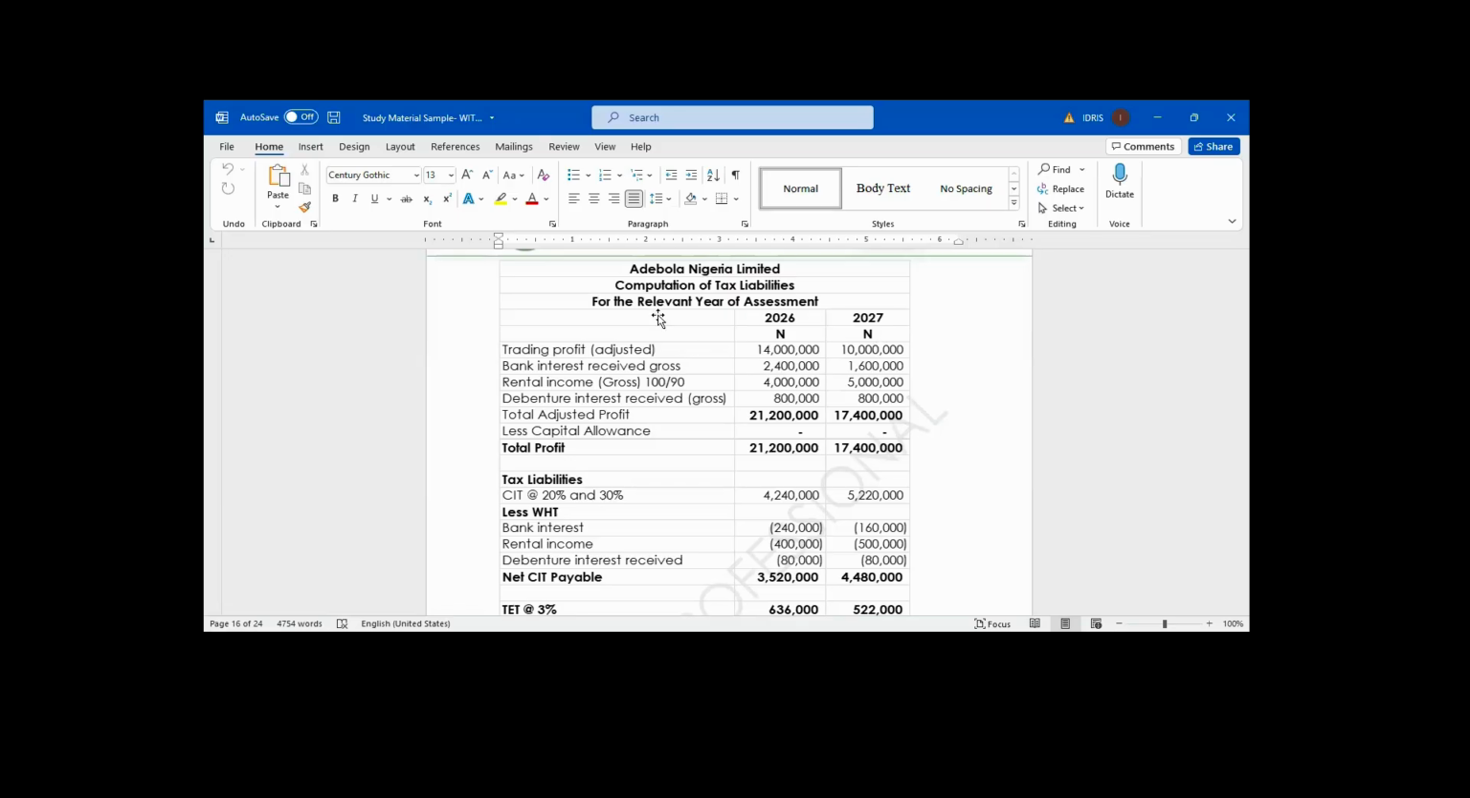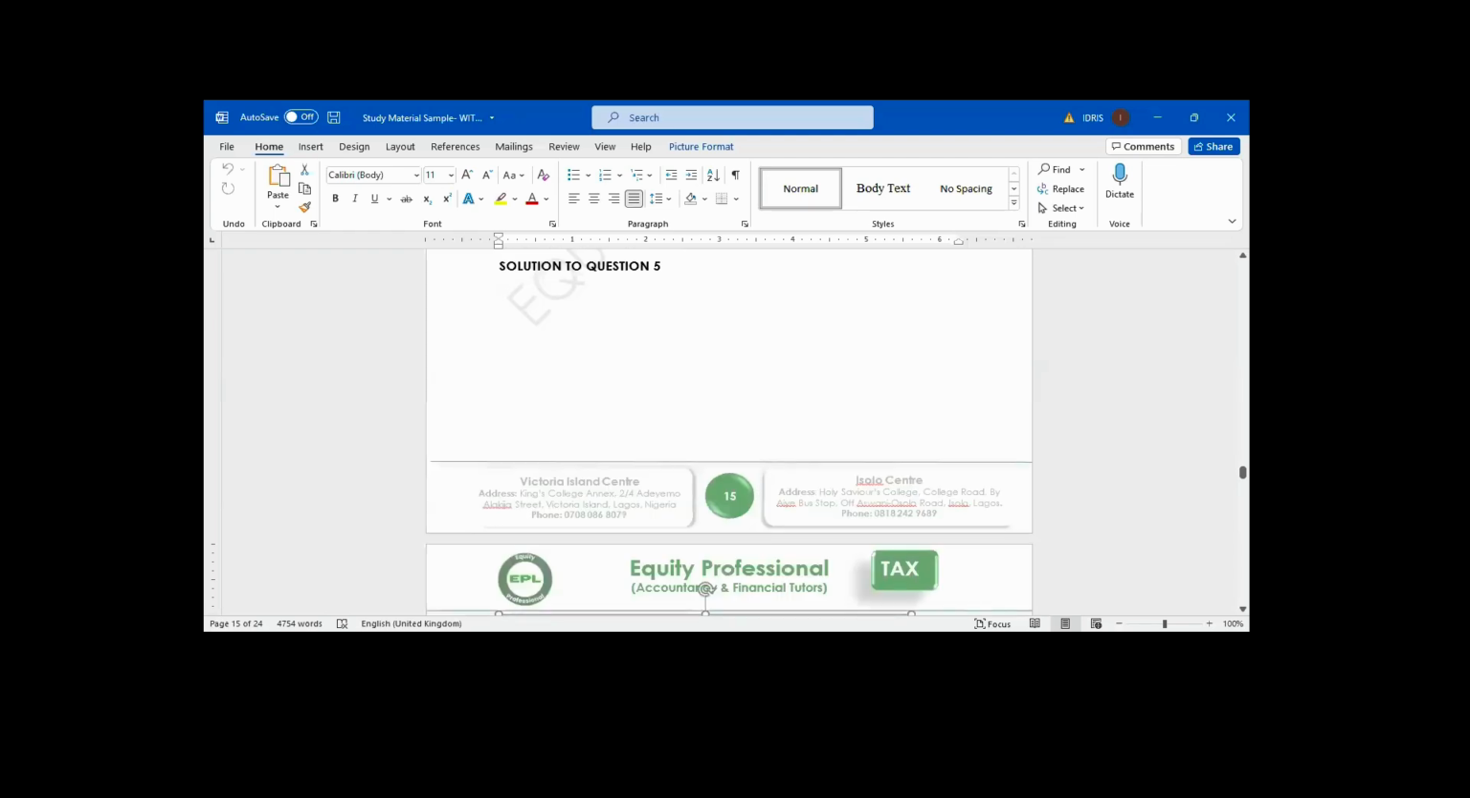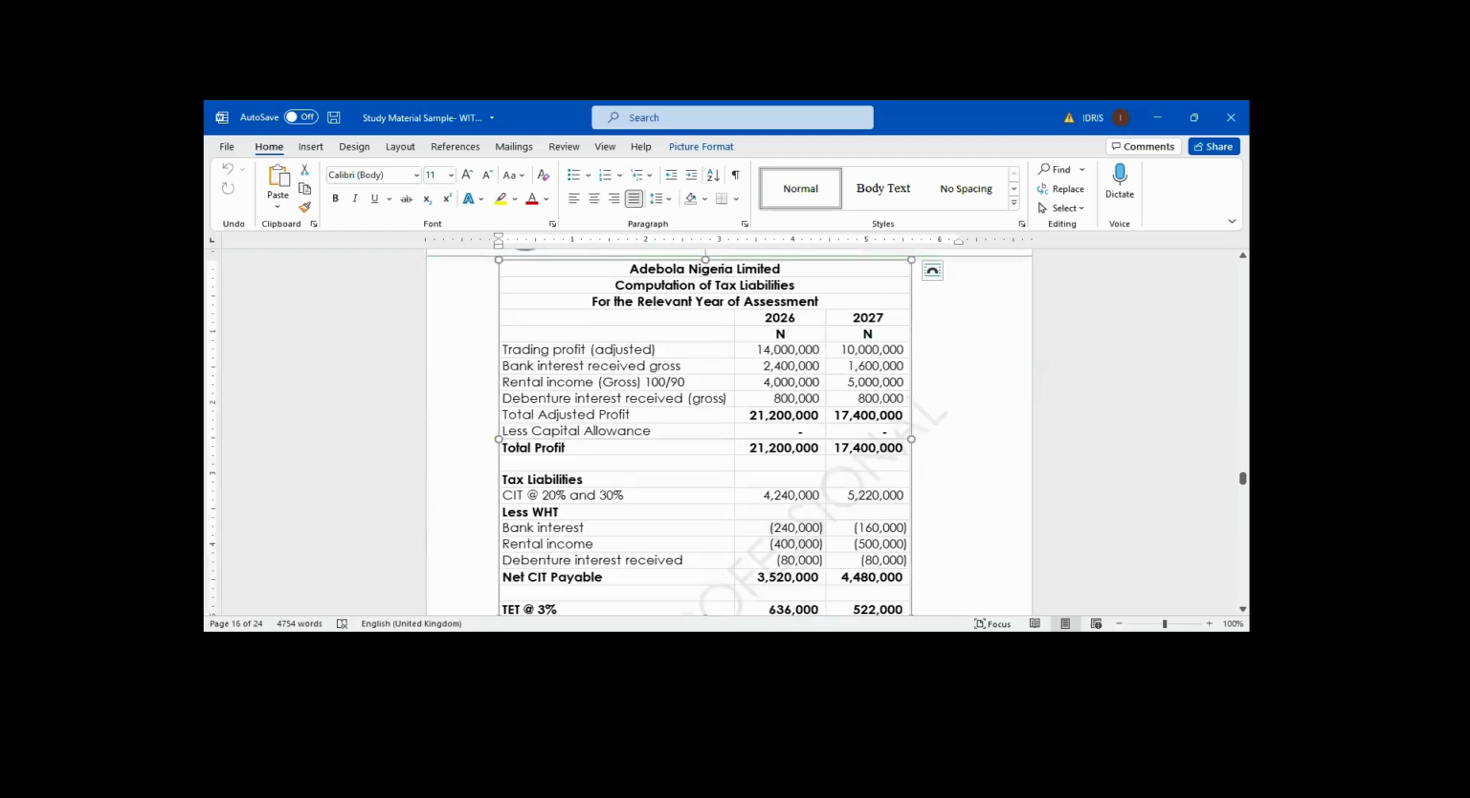So, one of the income is adjusted profit. Another income we have after adjusted profit is bank interest received gross. Bank interest received gross means they have not deducted withholding tax. If they have deducted withholding tax, they will write it net. While doing the solution, you have to convert it back to gross. So bank interest received gross, 2.4 million, 1.6 million.